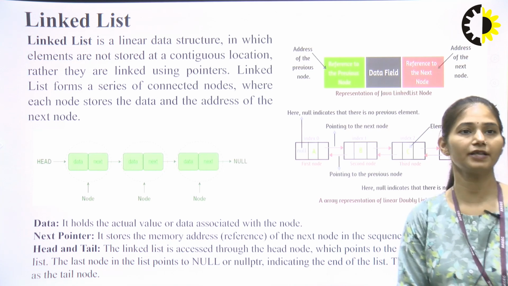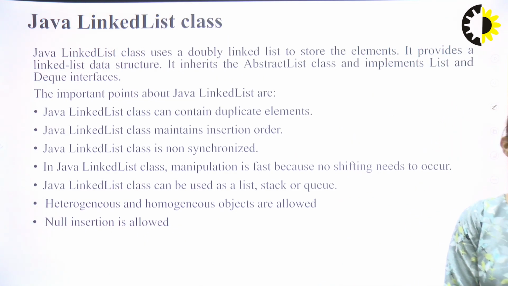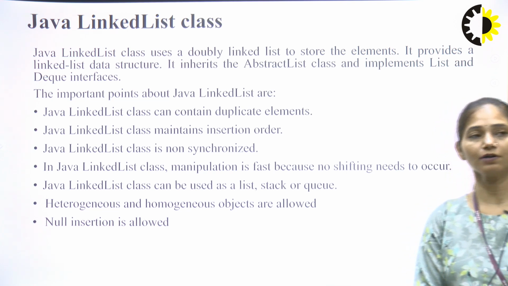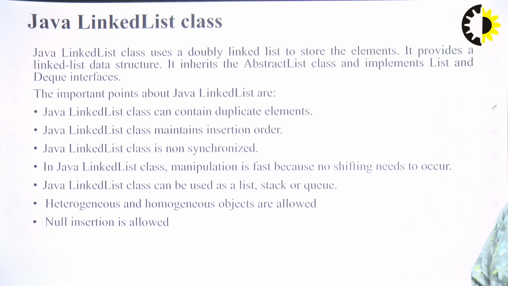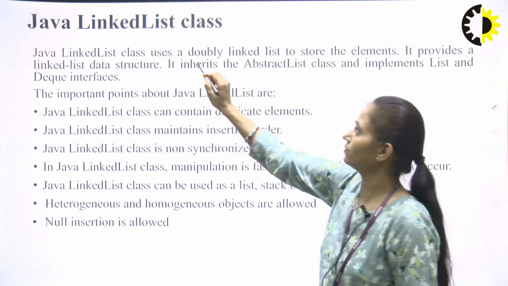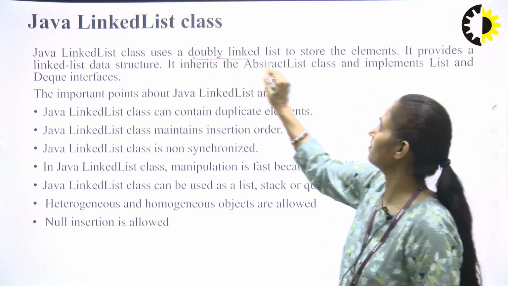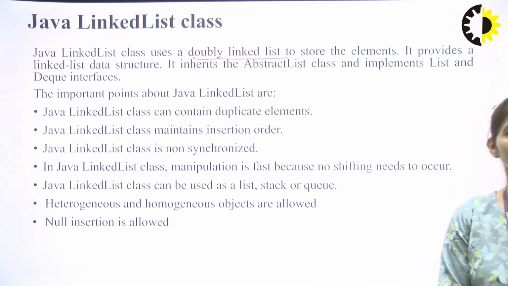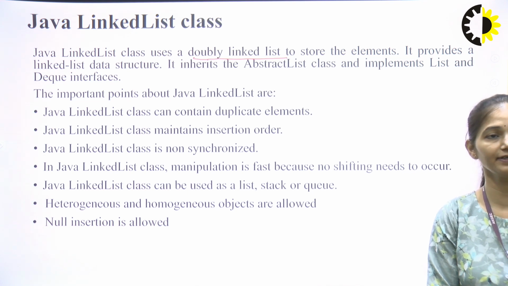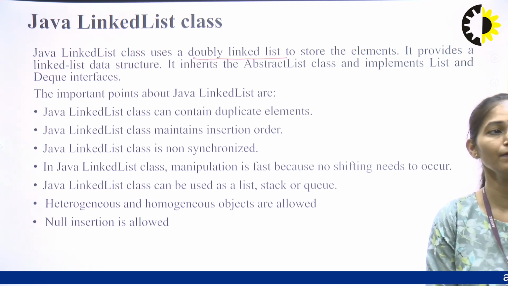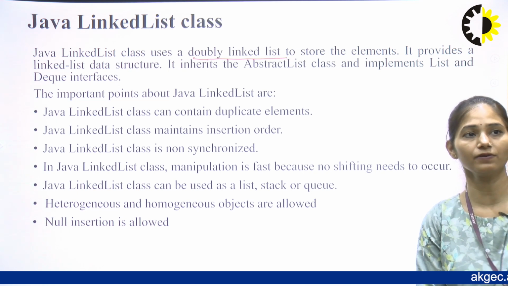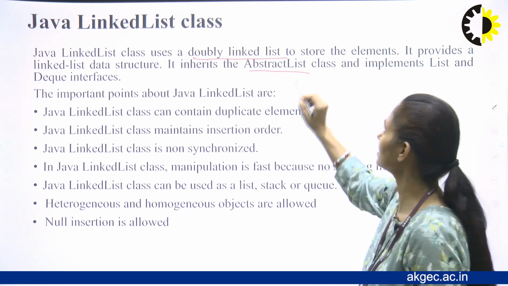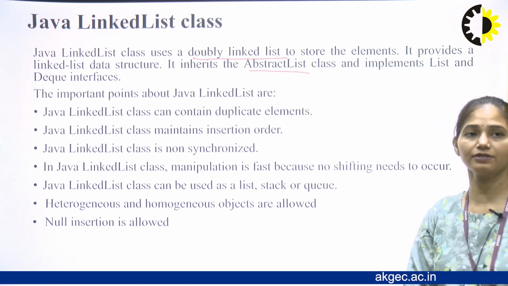Now moving toward the next topic, which is the Java linked list class. What are the features present in the Java linked list class? The Java linked list class uses a doubly linked list structure, which means, as we have shown, that the previous and the next node will be present to store the element. It provides a linked list data structure. It inherits the abstract list class and implements List and Deque, that is, the double-ended queue interface. So it inherits the various methods present inside the abstract list class and the double-ended queue interface.